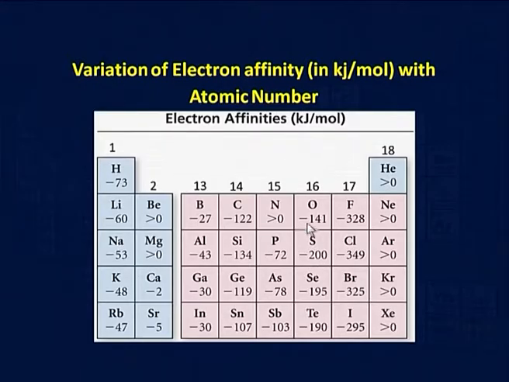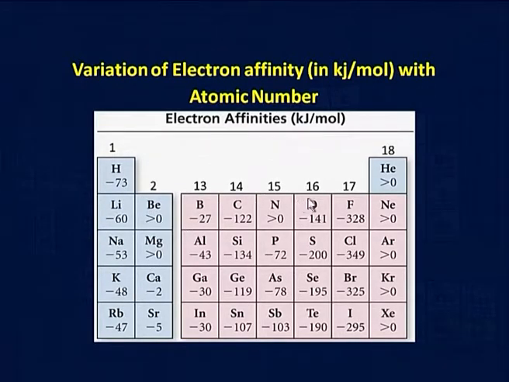Similarly, we can again go through this table to see the variation, and here also we find that the noble gases as well as the 15 group elements and second group elements, they have least value of electron affinity, and when we move down the group, we find that the value of electron affinity is gradually decreasing. In first group also it is gradually decreasing.